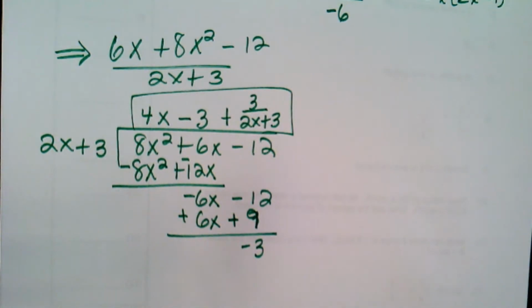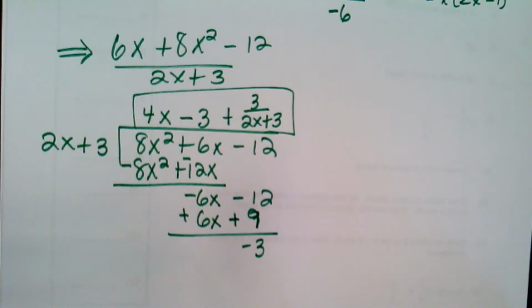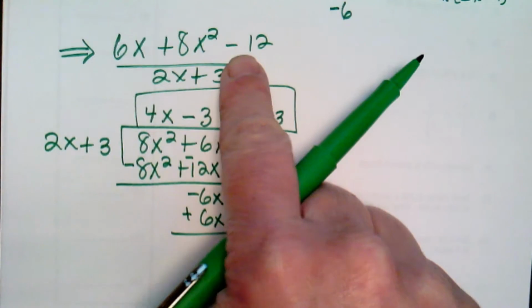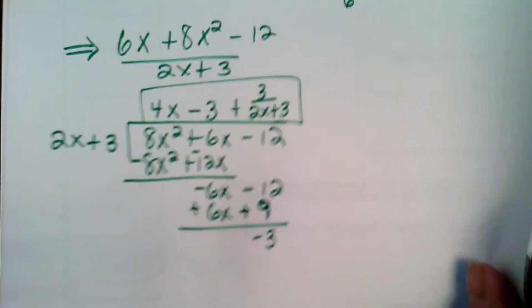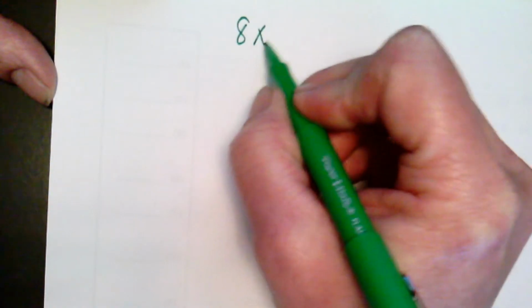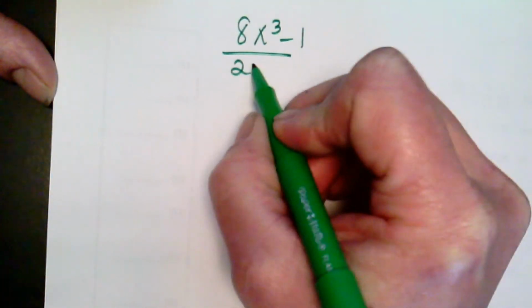Alright, so sometimes they come out pretty, you have no remainders. Sometimes you have remainders and they write them in a weird order, and you just got to make sure you arrange them. And then the last thing that you're going to see is problems like this.